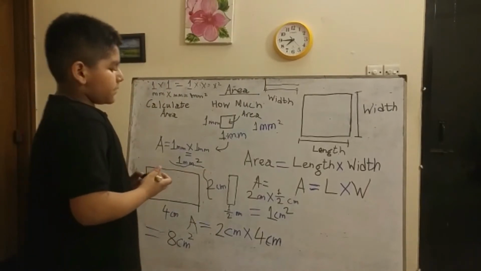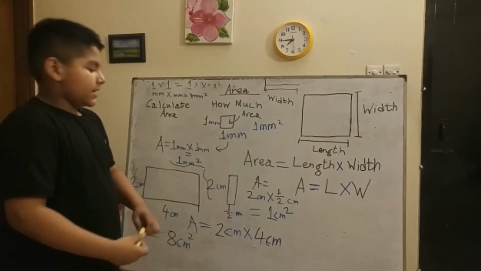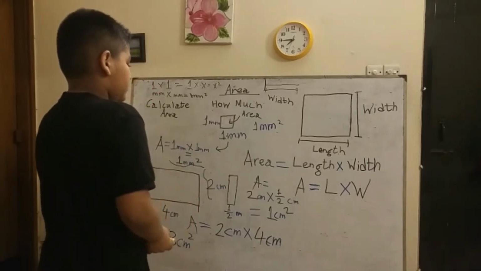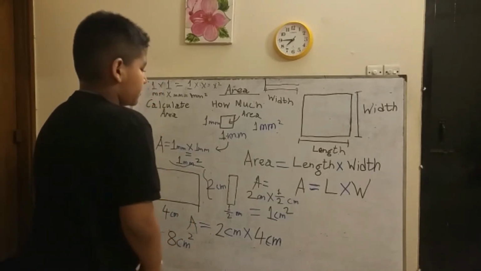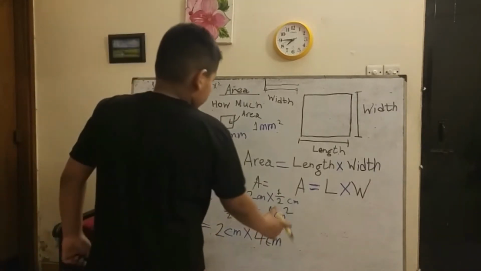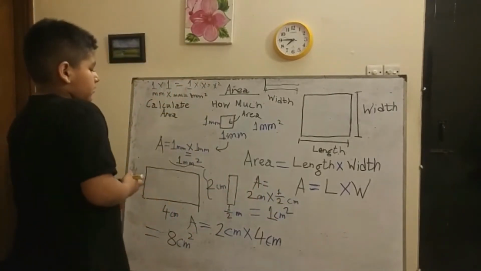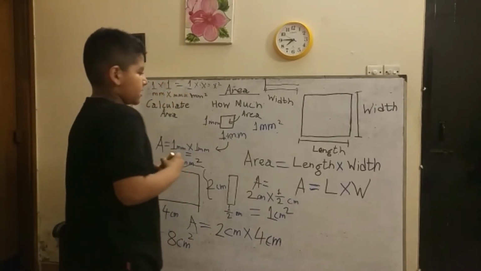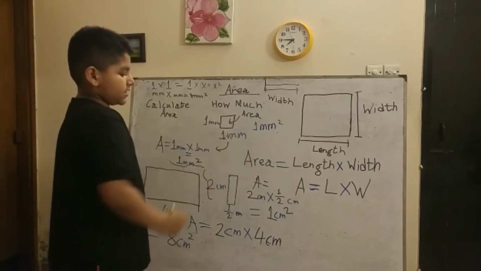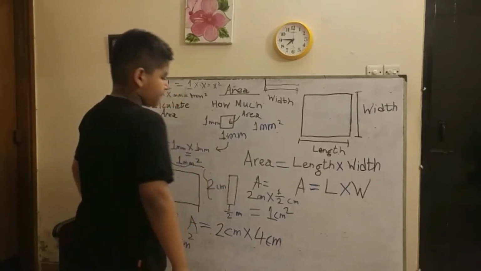So area equals 2 centimeters times 1.5 centimeters, which is 3 centimeters squared. What this tells us is if we had a square that has the area of 1 centimeter squared, three of them would fit in here.